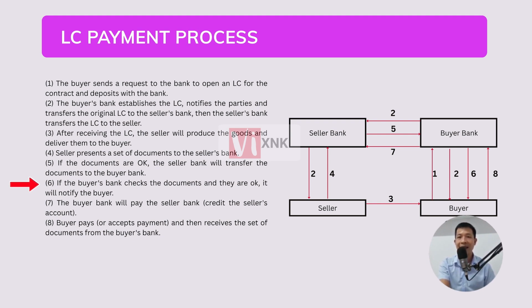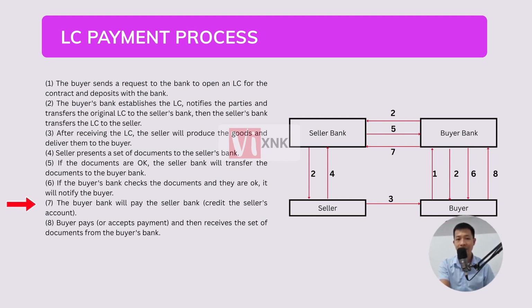In step 6, the buyer's bank will check the set of documents to see if everything is in order. And this buyer's bank will notify the buyer that the seller has already presented the set of documents. And we continue to step number 7, everyone. After the buyer's bank has checked and confirmed that all the documents are in order, they will proceed to make the payment to the seller's bank and credit the seller's account.